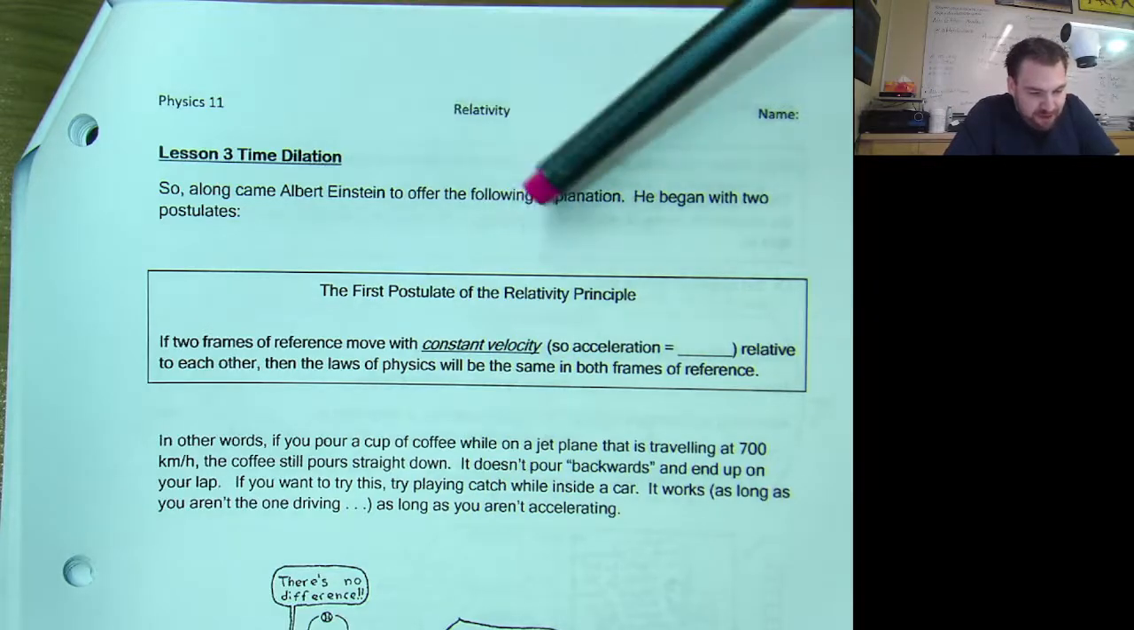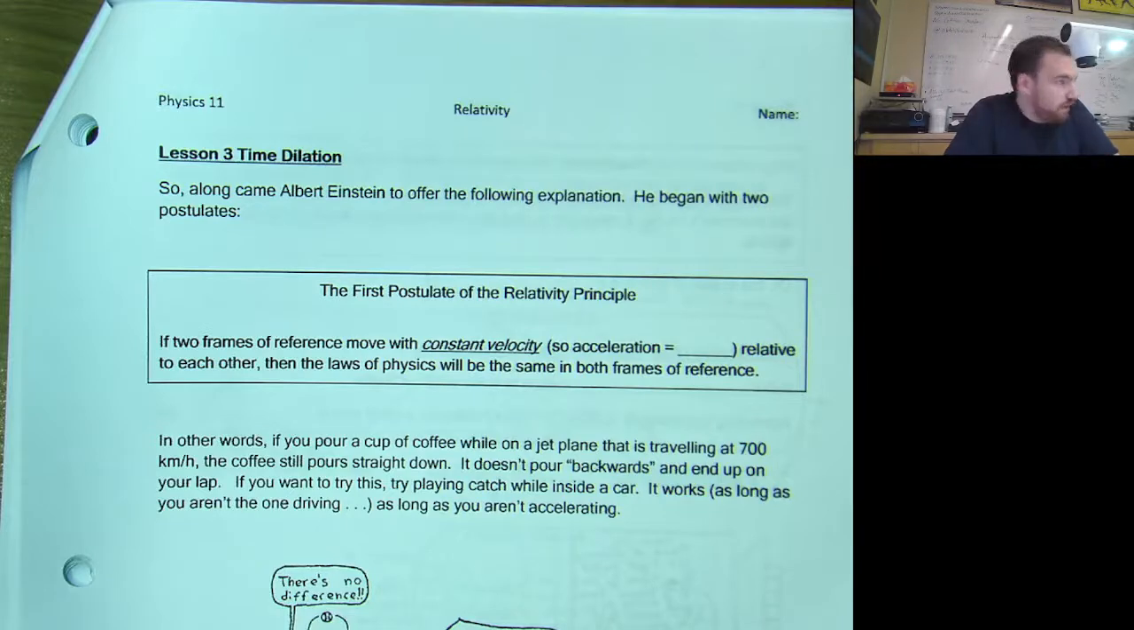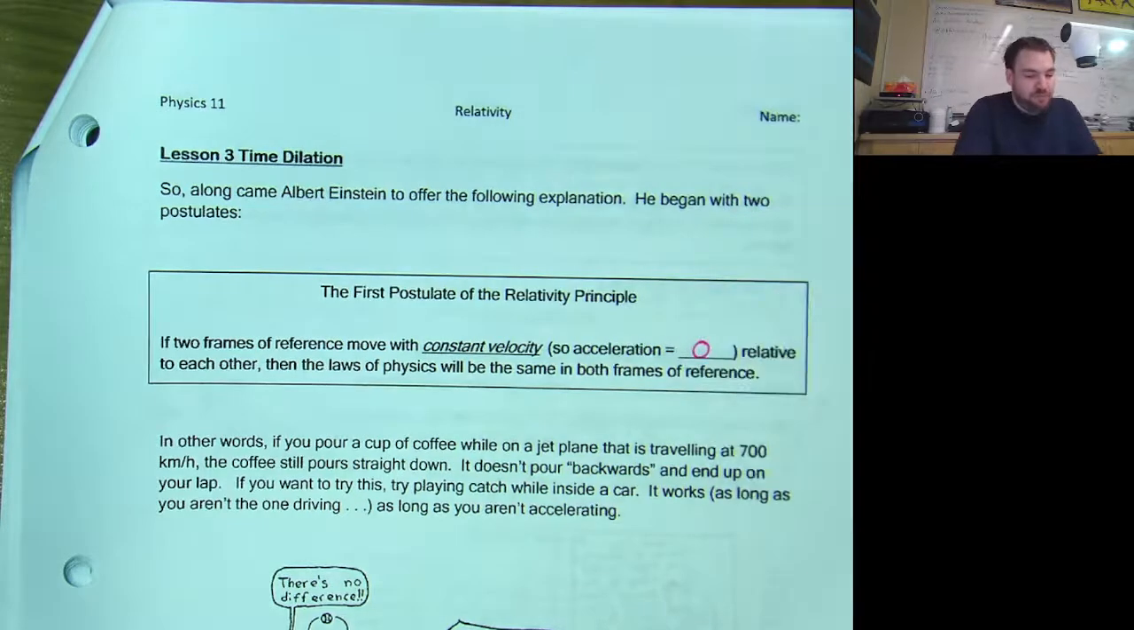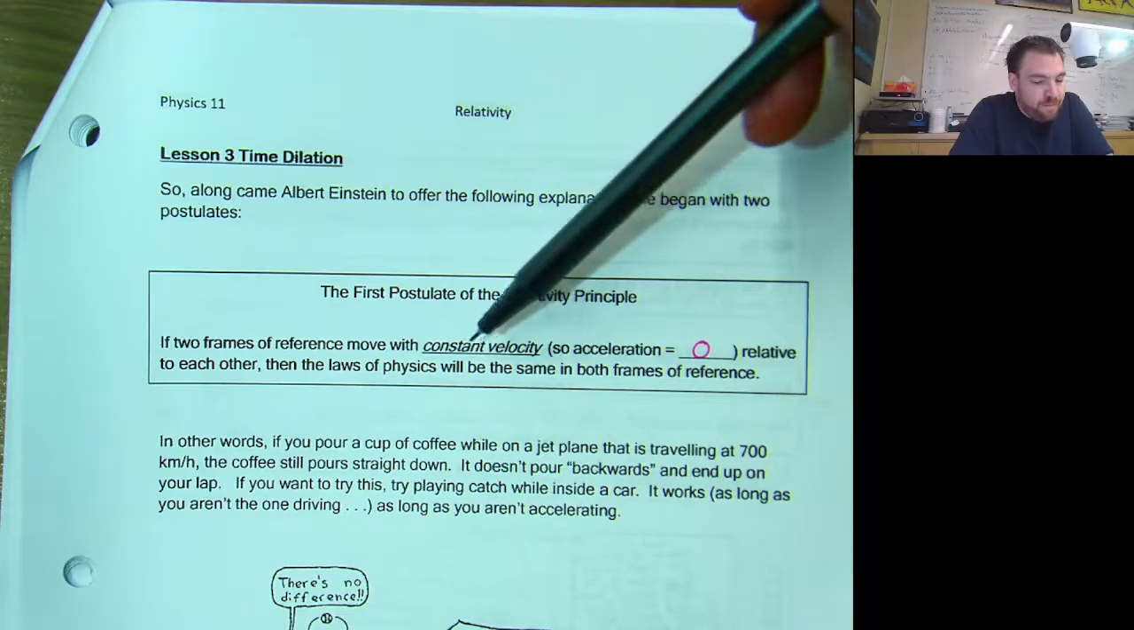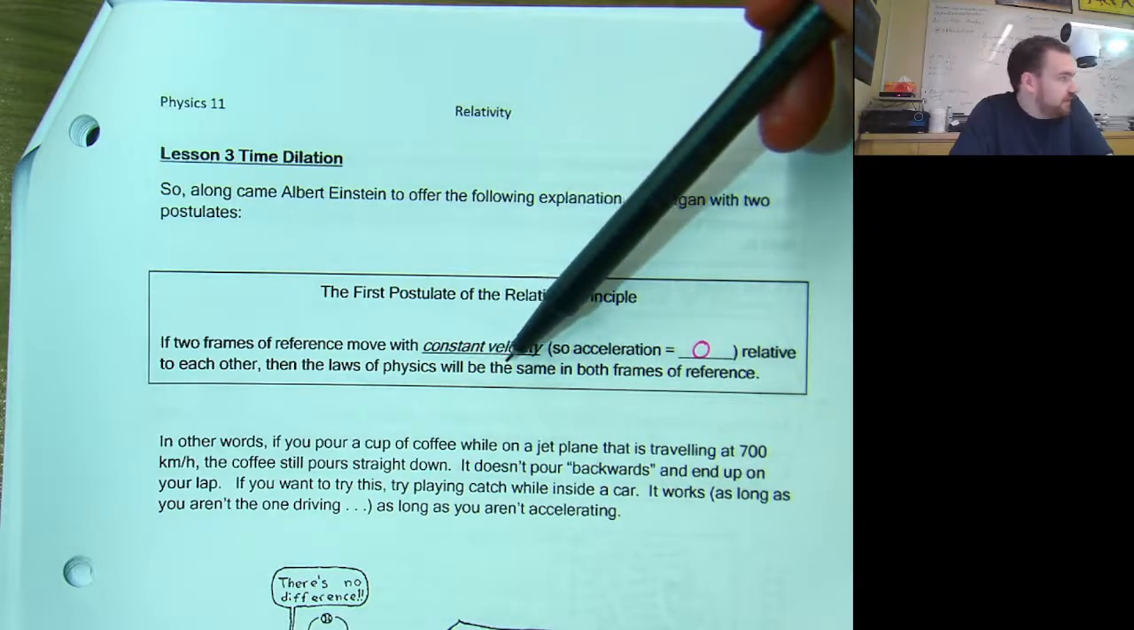Albert Einstein comes along with the following explanation. He has two postulates. There are only two postulates to special relativity. Rules. The first postulate is this. If two frames of reference move with constant velocity relative to each other, so acceleration is 0, then the laws of physics will be the same in both frames of reference. So the laws of physics will remain the same in both frames of reference for two frames of reference moving with constant velocity, so no acceleration.